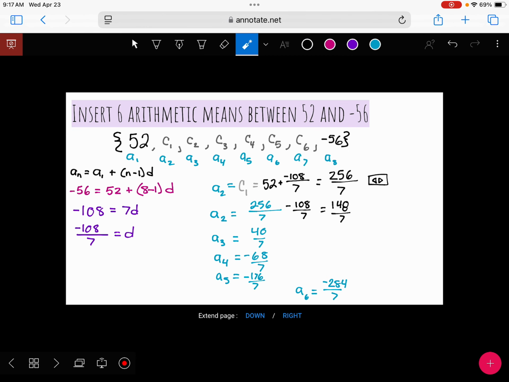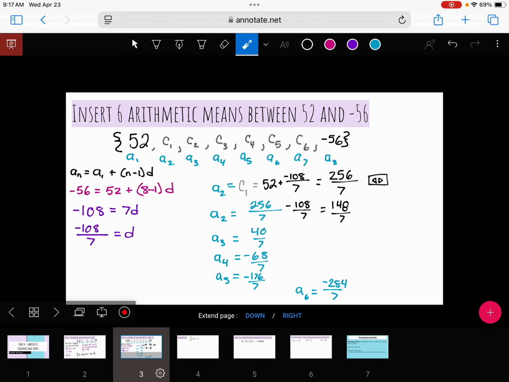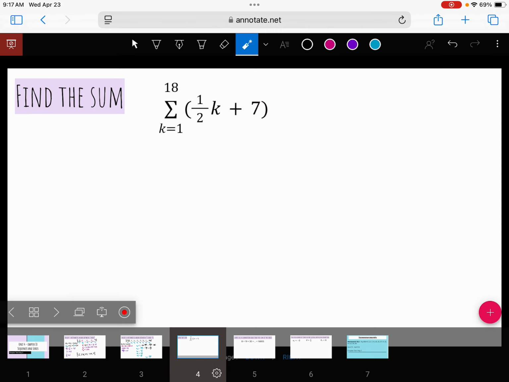Okay, so finding our arithmetic mean is annoying, but not super complicated. Questions on these two that we just did? Because then we're going to bounce around and catch up a couple of the ones that are from the other kind of zones. So we're going to find a sum from 1 to 18 of 1/2 k plus 7. There it is.